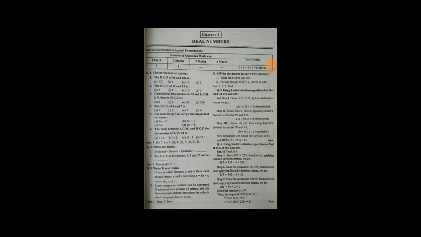Now, here we are starting from chapter number 1, Real Numbers, of class 10th. This chapter carries a total of 5 marks, in which 3 marks are allotted to 1-mark questions and 2 marks are allotted to 1 question. Now, question number 1 is choose the correct option, which is an MCQ.